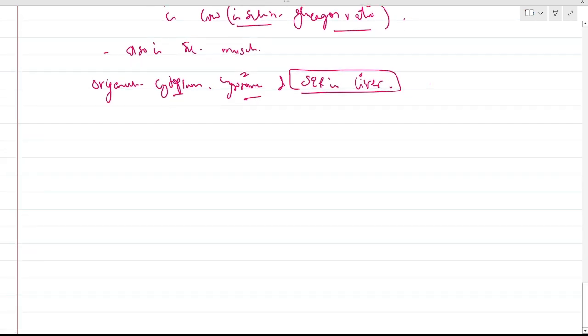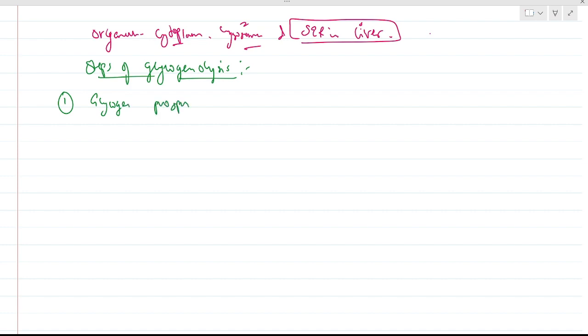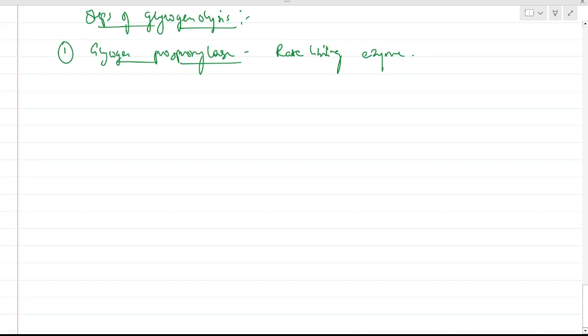Now we will see the steps of glycogenolysis. Glycogen was stored. Now it needs to be broken down to supply blood glucose in the early fasting stage. So the first enzyme here is glycogen phosphorylase. First, I am telling you it is the rate limiting enzyme. What is the function of this glycogen phosphorylase?